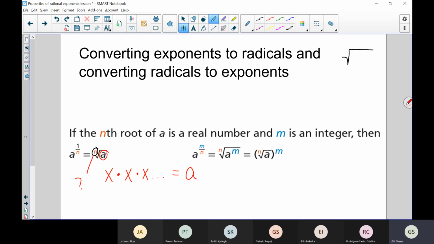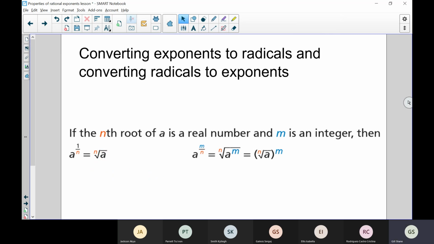And m just has to be an integer. So this number right there would have to be an integer. They can't give you a fraction or a decimal for that number. And the fact that n is a real number just means that any number is possible for n. So don't worry too much about that. All right, so that's what that means.